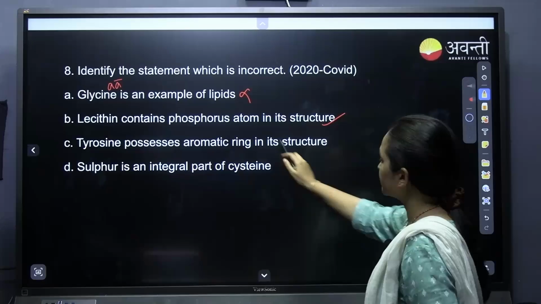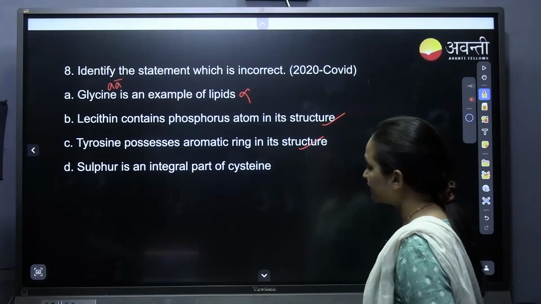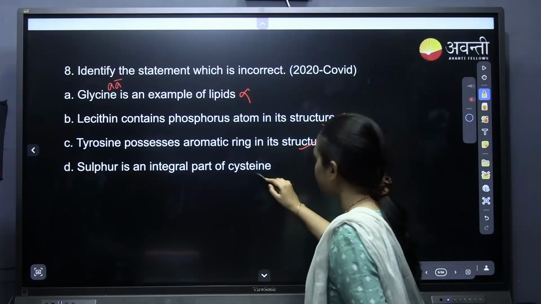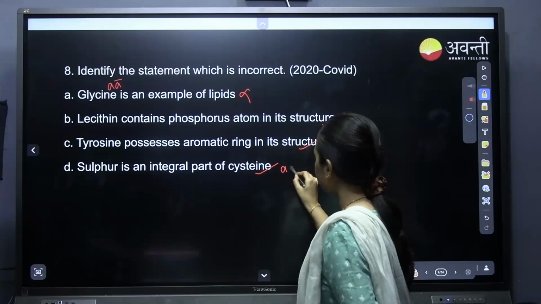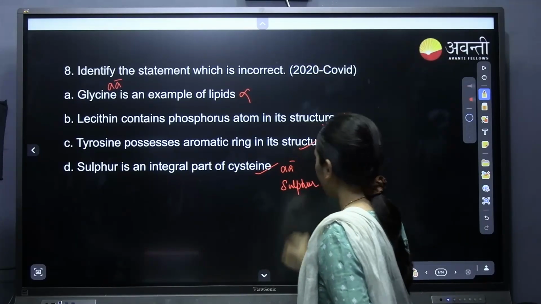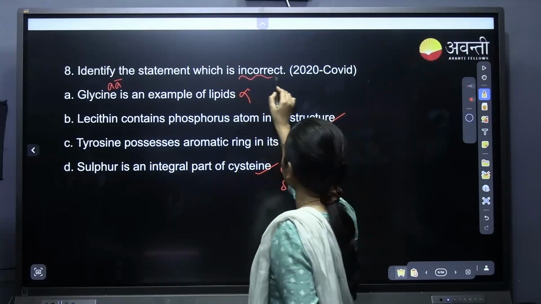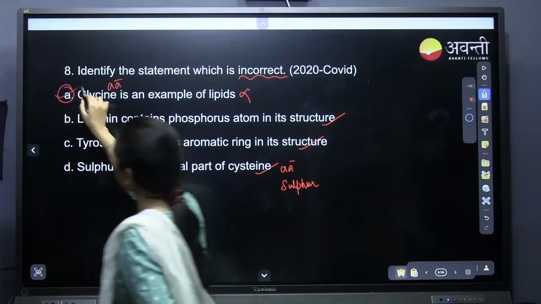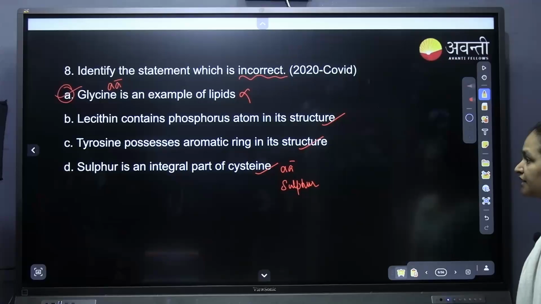Tyrosine possesses an aromatic ring structure. Yes, it does, it has the aromatic ring structure. Sulfur is an integral part of cysteine. Yes, cysteine is a sulfur containing amino acid, which makes D also a right answer. We need to find the incorrect one. In the first statement itself we got the incorrect one, that is A is the incorrect statement.